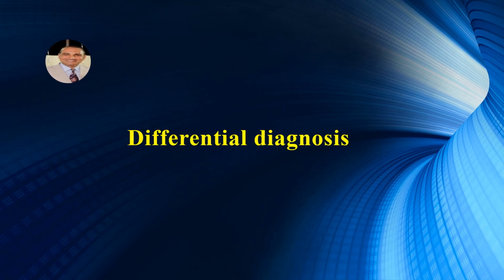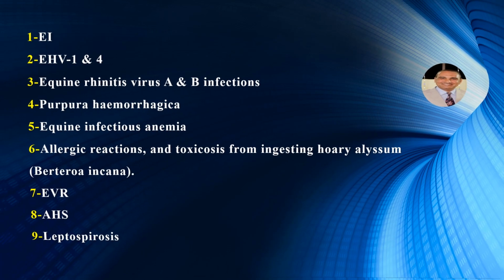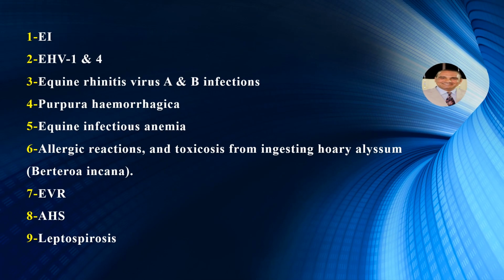Differential diagnosis of equine viral arteritis. Equine viral arteritis has to be differentiated from equine influenza, equine herpesvirus 1 and 4, equine rhinitis virus A and B infections, purpura hemorrhagica, equine infectious anemia, allergic reactions and toxicosis from ingesting Hoary alyssum, equine viral rhinopneumonitis, African horse sickness, and leptospirosis.